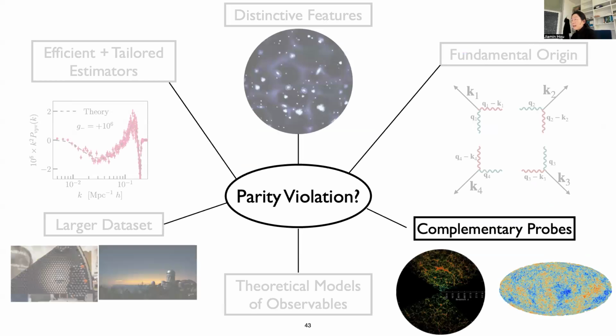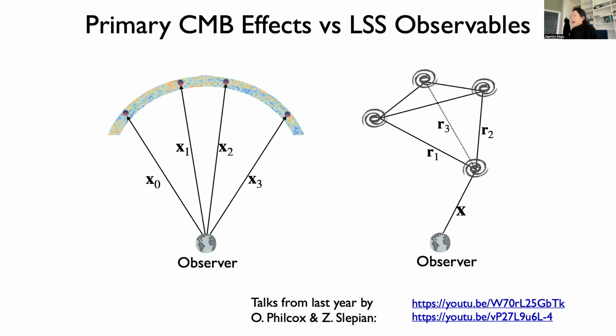Moving on to the next topic, complementary probes. If there is a parity violating mechanism, particularly one originating from inflation, as we have previously discussed, it will likely imprint across multiple observables. These imprints will not only appear in the galaxy data, but also likely be detectable in other probes, such as the CMB. However, if we take a closer look at both of these observables, their geometries are fundamentally different, which is crucial for the parity study.